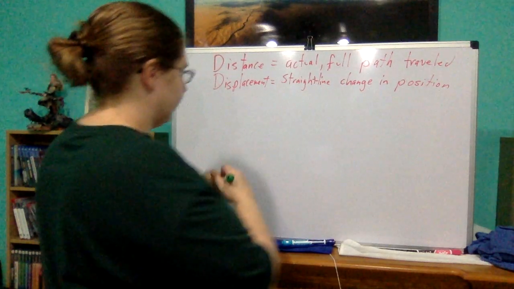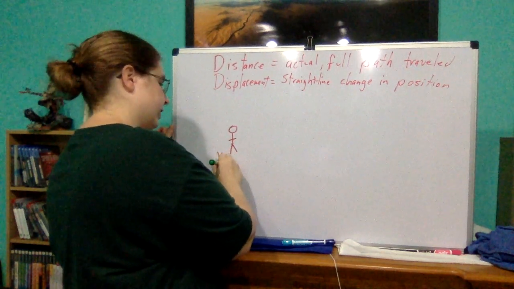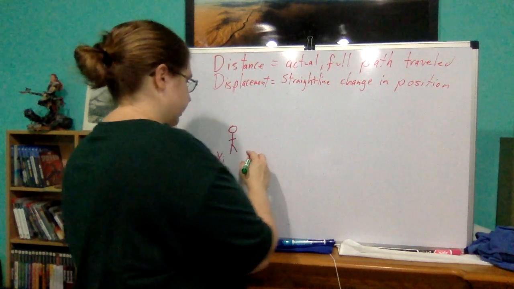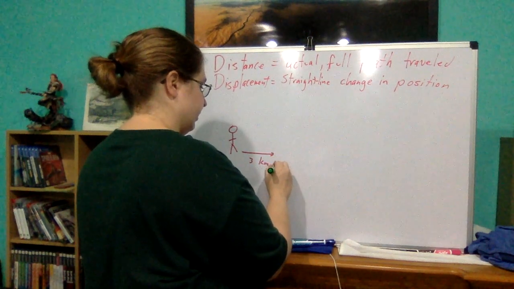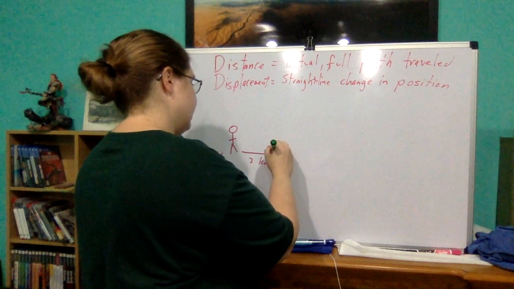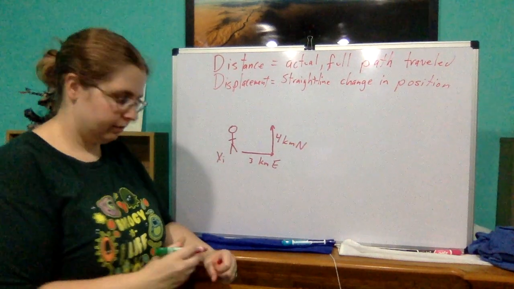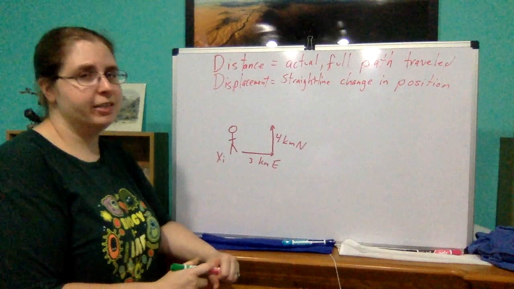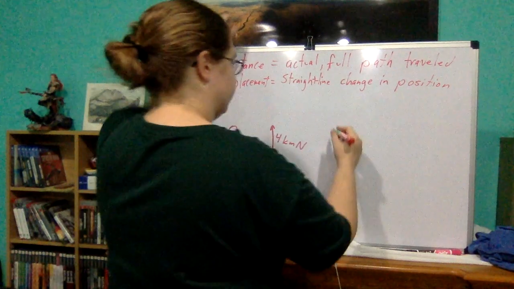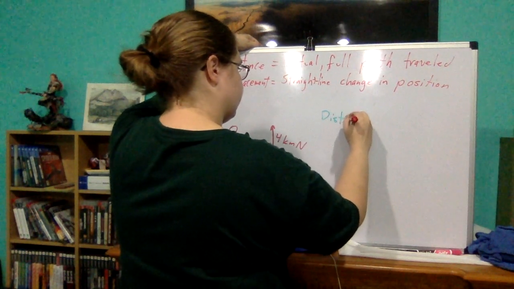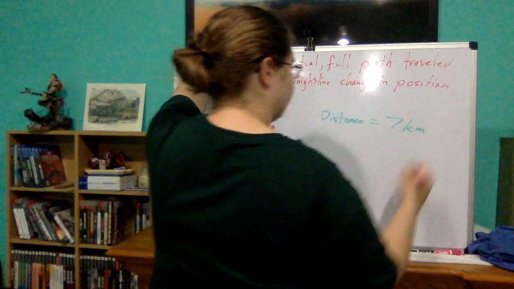Ready for this? Let's say you start right here. That's your initial location. You move 3 kilometers east, and then you move 4 kilometers north. What is your distance and displacement? So the distance is always the easiest, just adding everything up. 3 plus 4, so distance equals 3 plus 4, which is 7 kilometers.